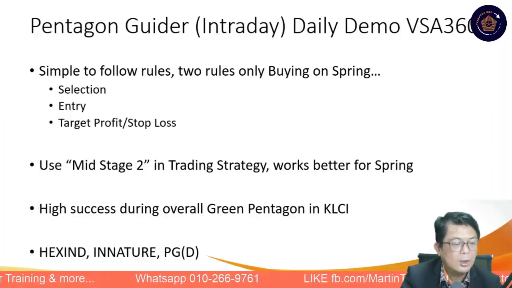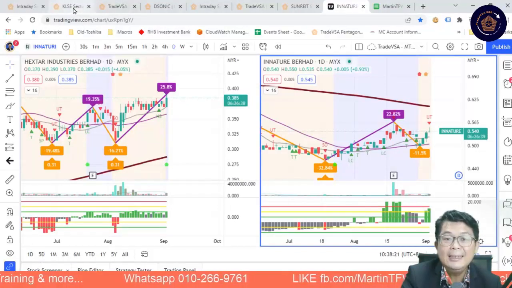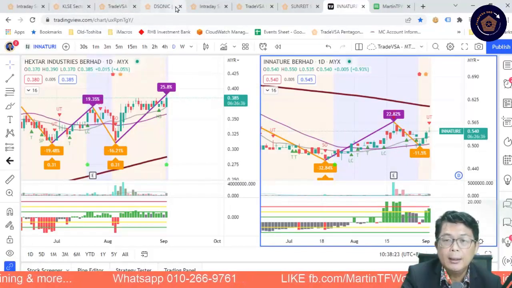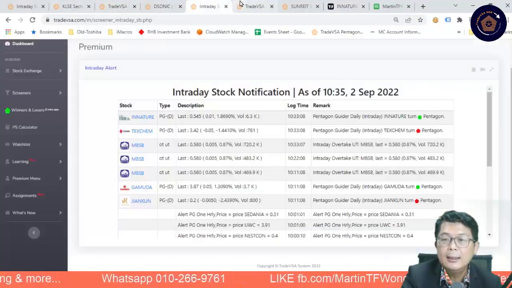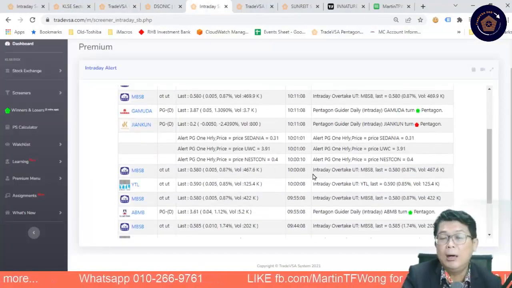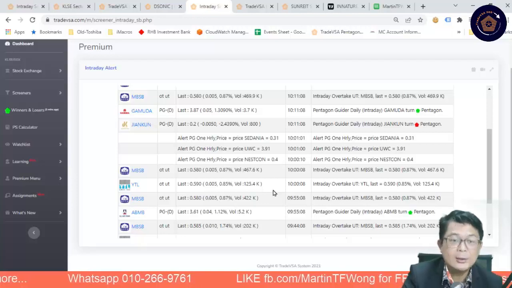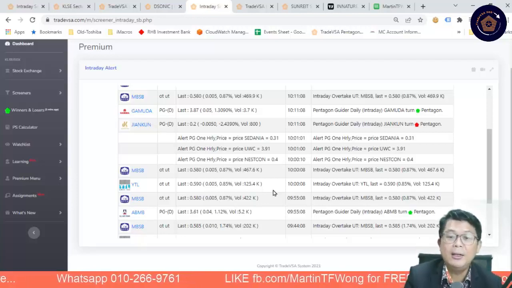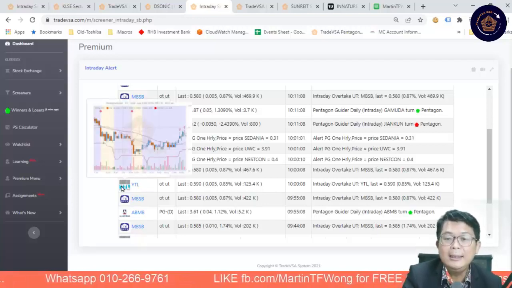You can see these are the stocks. So we can find them very, very easily through our intraday alert, right? Pentagon in here. So all you've got to do is try out our 10-day free trial. But of course, after the 9th of September, then you get all these features in here.